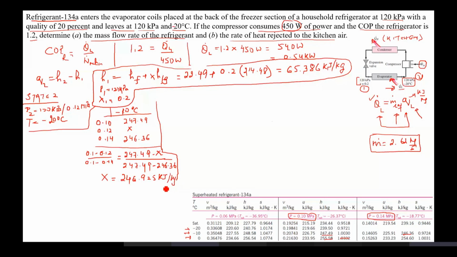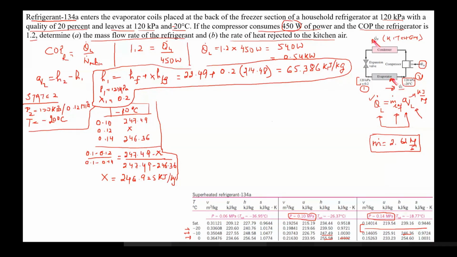Sir, my question is, this is for minus 10, not minus 20. Yes, but do you have any value for 0.14, the enthalpy value for 0.14 at minus 20 degree centigrade? Do you have any value here through which you can interpolate?